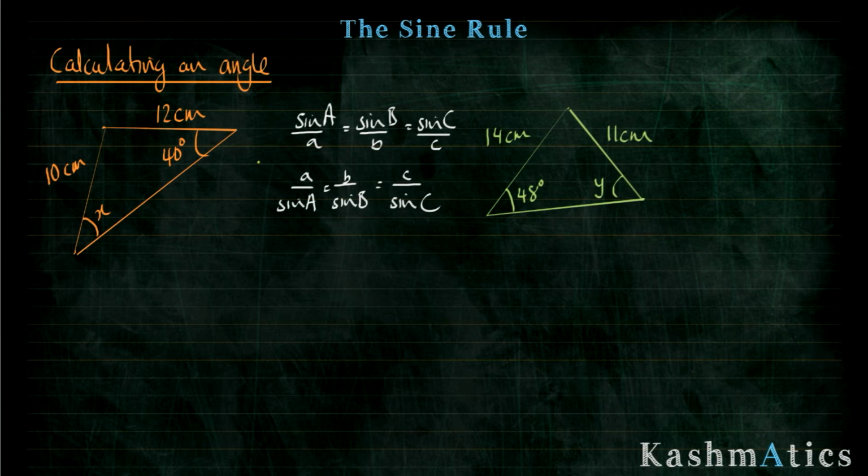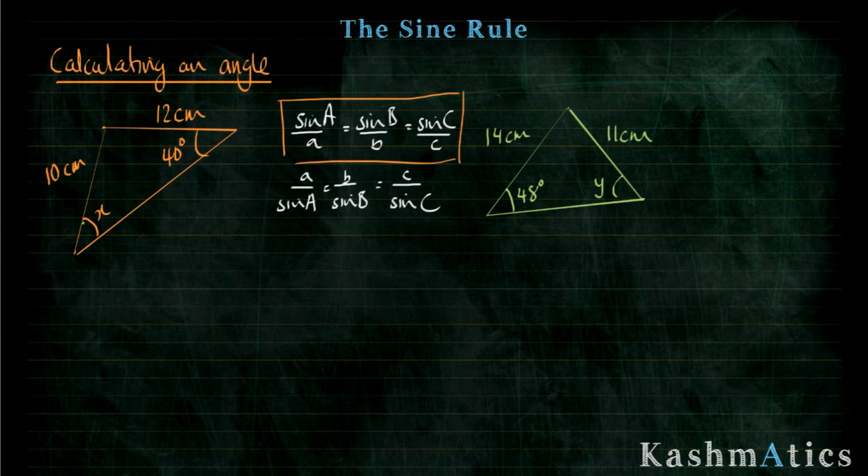Now in these two examples, we're going to be calculating an angle. Okay, now because we're calculating an angle, I'm going to use this version of the formula. Okay, so that has the angle on top. And what you also got to remember is at the end of it all, you're going to have to do the inverse sine function to work out what the angle is. So let me just show you what I mean.